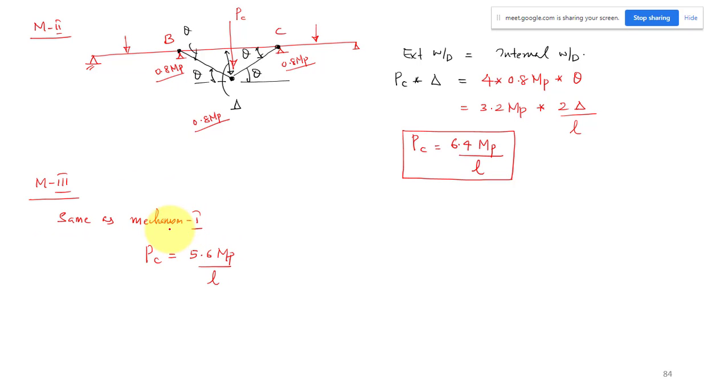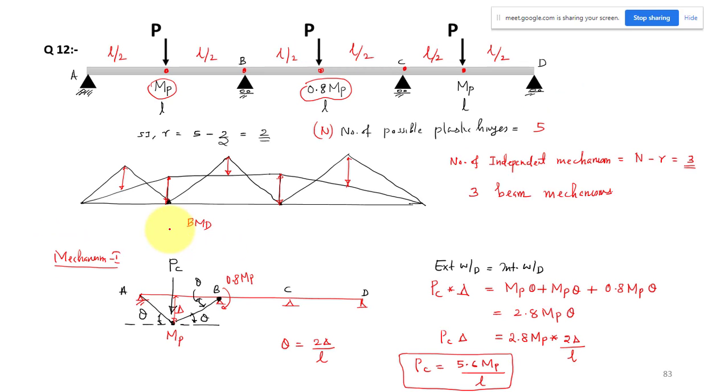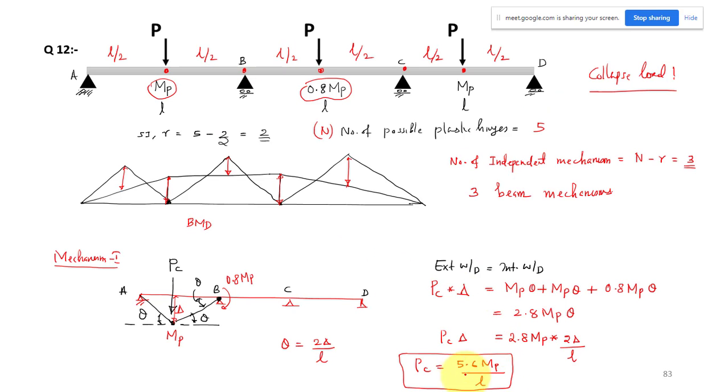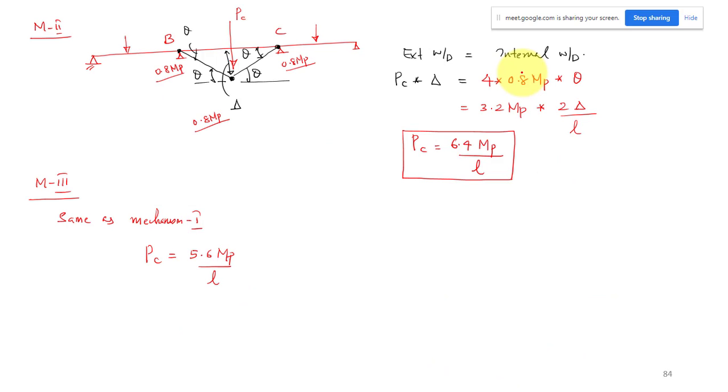Now you can answer your question: what is the collapse load for the given beam? That means this much load is required for this span to fail. The least value you have to choose, because at a load of the least value this failure will happen first. If you keep on increasing all these loads, in the spans AB and CD the mechanism will form simultaneously, and that will lead to the failure of your continuous beam.